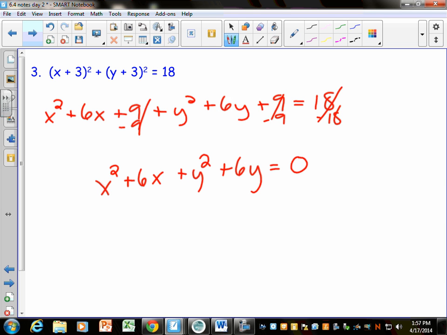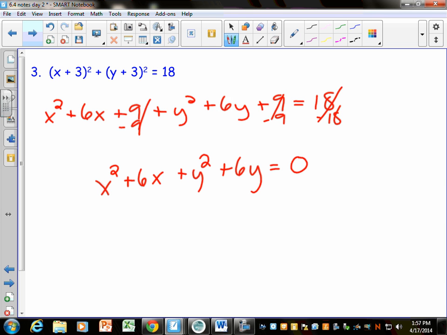Center at -3, -3, a radius of the square root of 18. That's ugly, but it's a circle. From here, there's definitely places to go. This shows up a lot. Definitely going to be on your homework today. Definitely could be a homework quiz in your future. Definitely going to be on your test in your future, because I like to make you do these circles.